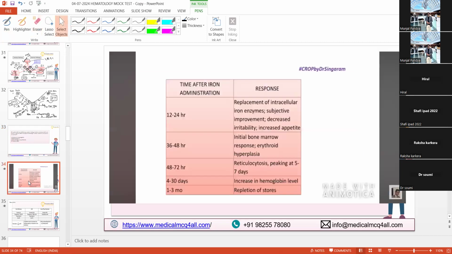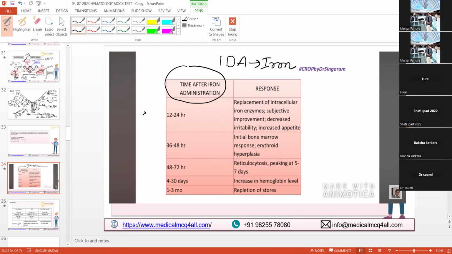So this is the official chart I'm giving you just for knowledge. Right. So when somebody has iron deficiency anemia, what happens? Time after iron administration. So you start, the patient has iron deficiency anemia. You started iron for this patient, oral iron, say for example. So what happens after starting?